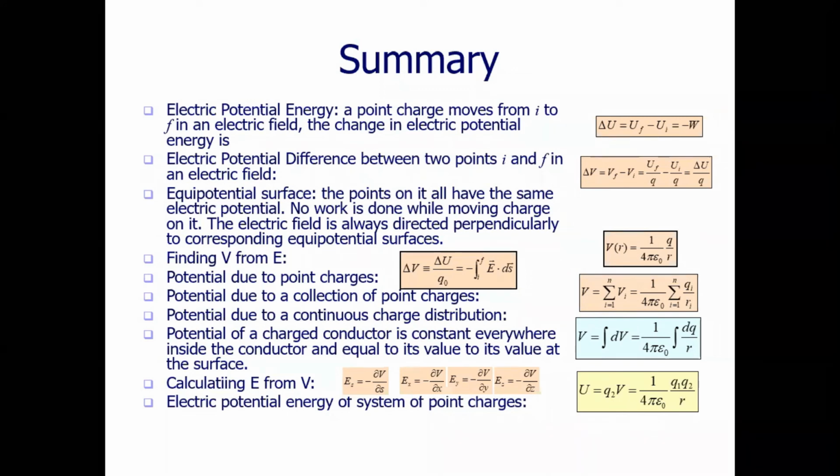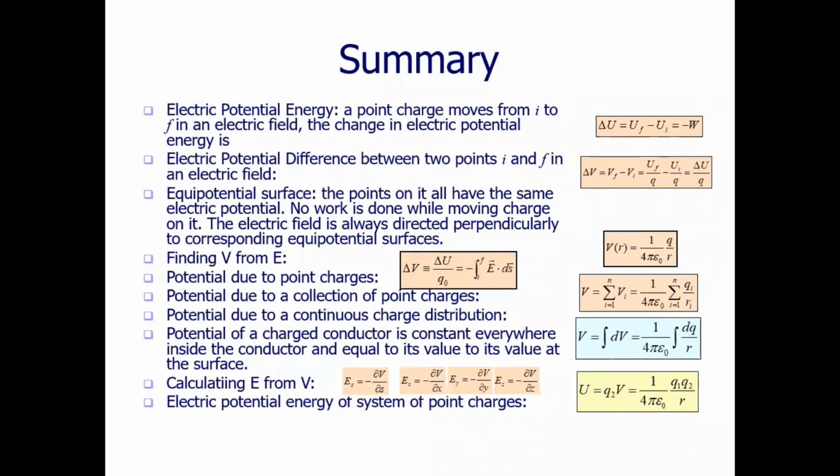So on an equipotential surface, no work is required to move a charge from one point to the other on the equipotential surface. And then we mentioned that the electric field is always perpendicular to the equipotential surface. At that particular point, I think we are going to come to a conductor anyway.